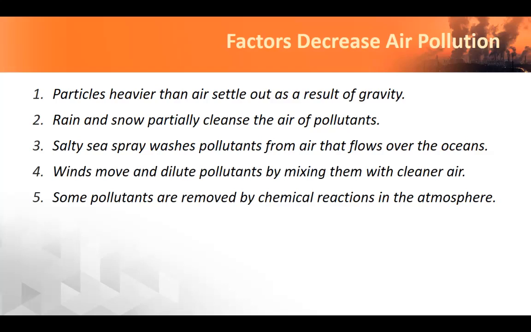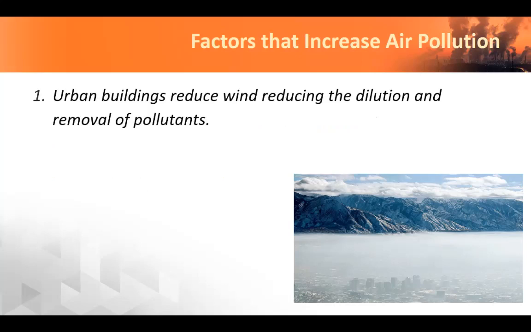Okay. So if those are the factors that decrease air pollution, these natural systems that are trying to reduce and eliminate it, and if left alone, would clean the atmosphere over time, what are the factors that increase air pollution? Well, the first one is actually urban buildings because they reduce wind. And so there is less dilution of the material in the atmosphere. And so you see less removal of the pollutants because buildings get in the way in human made structures.